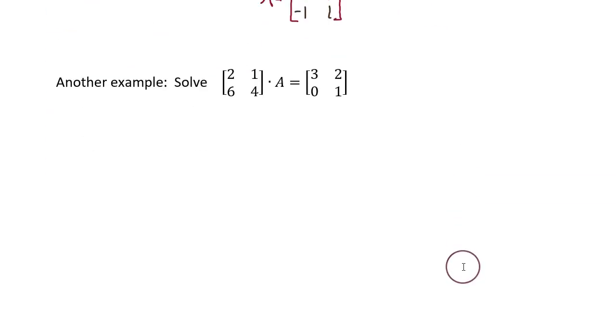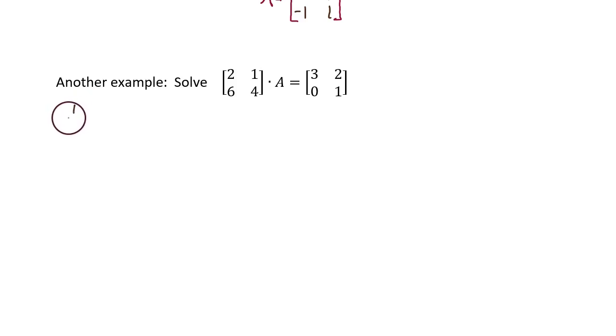Let's do another example of solving an equation using this multiplying by an inverse matrix technique. So we want to get matrix A alone. That means we want to cancel the coefficient matrix that's in front of it. We need to know what the inverse of that matrix is. So let's go over here in the margin and find that inverse.